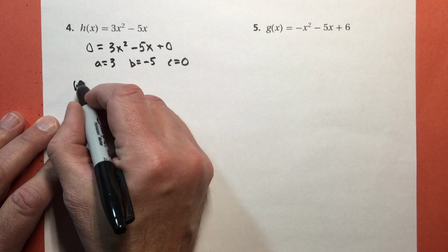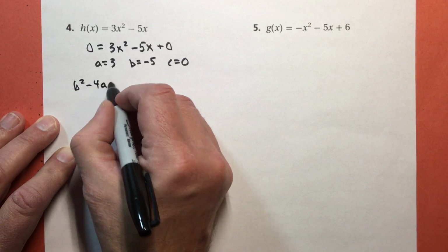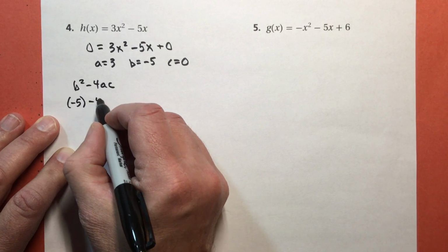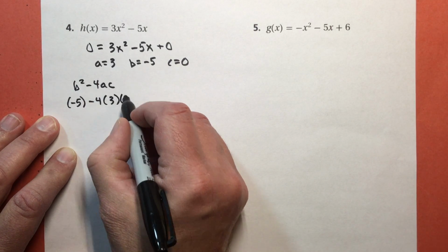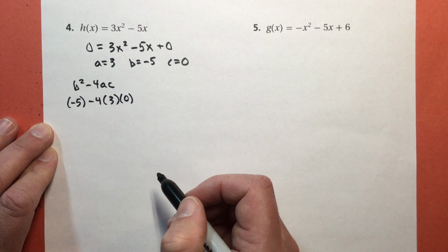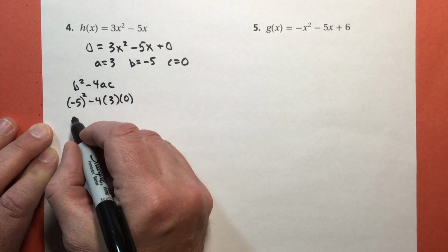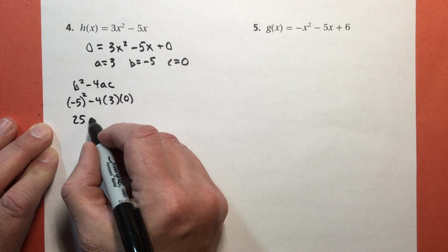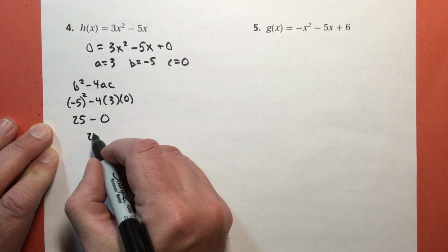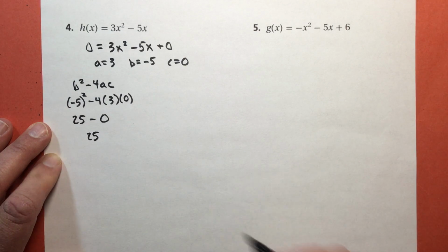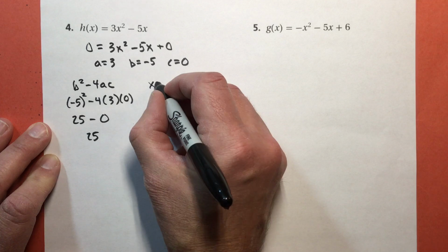Let's take care of that discriminant first. B squared minus 4ac. So I get negative 5, subtract 4 times 3 times 0. Well, that's kind of cool. Oops, squared. Sorry, forgot the exponent. I get 25 subtract 0, which is just 25.